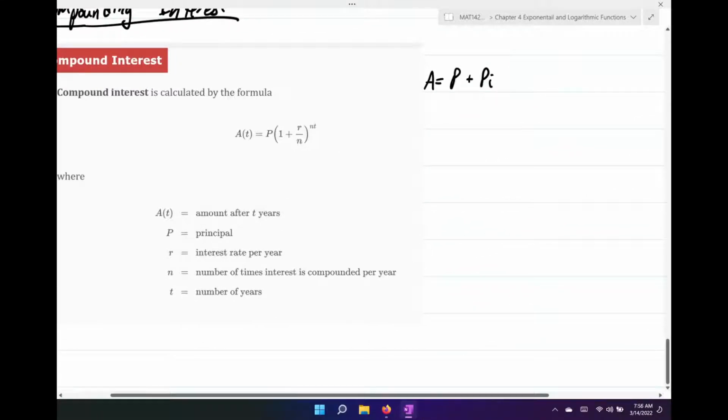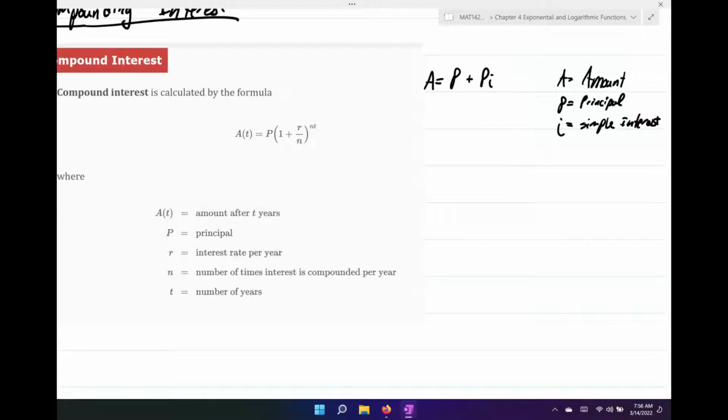Now, A stands for the amount. P stands for the principal. It's how much you invested. And I stands for the simple interest. Okay? Now, once you invest a little bit of money and then that money is reinvested, you're going to get something that looks like this. A equals P times 1 plus I, which is going to be your new investment amount.